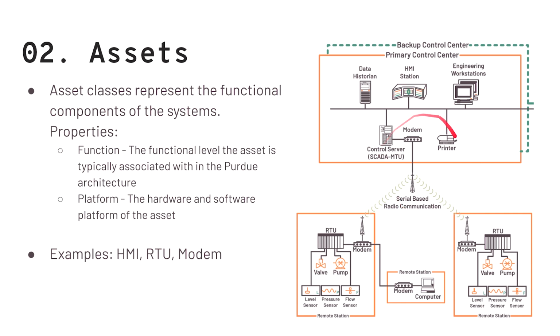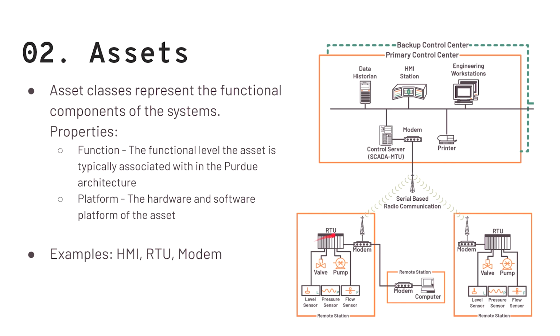So if we go and describe more the asset component of the framework, we can see here on the right side, I have the example from the NIST guidelines, the control center connected to different parts of the system, and then every asset has some properties, 2 properties actually. One is the function, what is the functional level the asset is typically associated with in the Purdue architecture. Is it level 0, level 1, level 2? And then is the platform. What is the hardware and software platform of the asset?